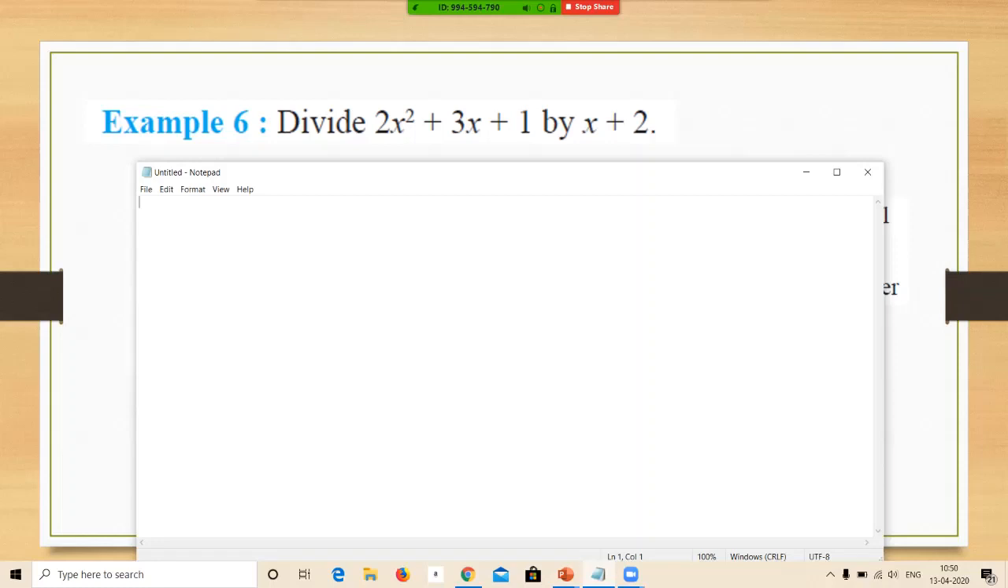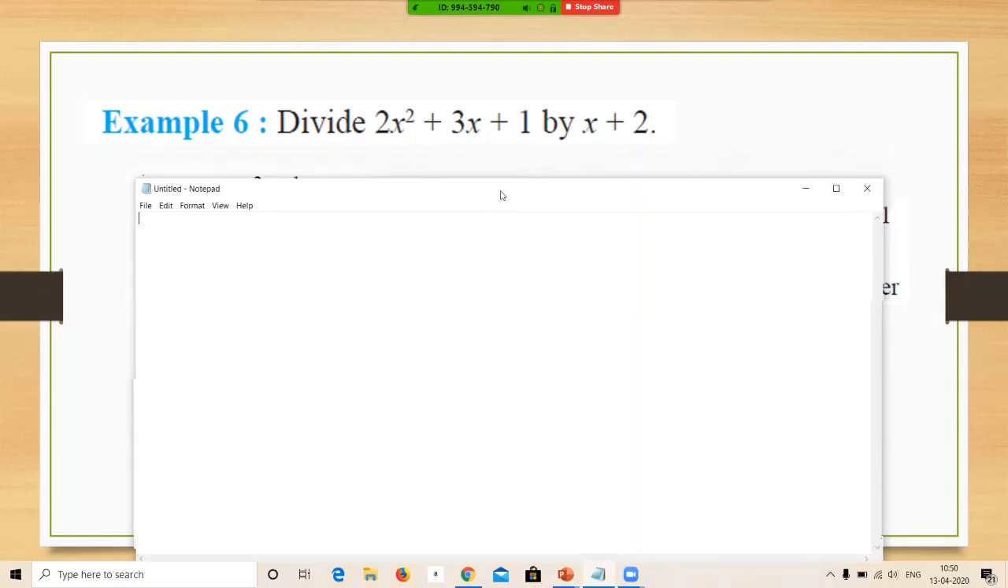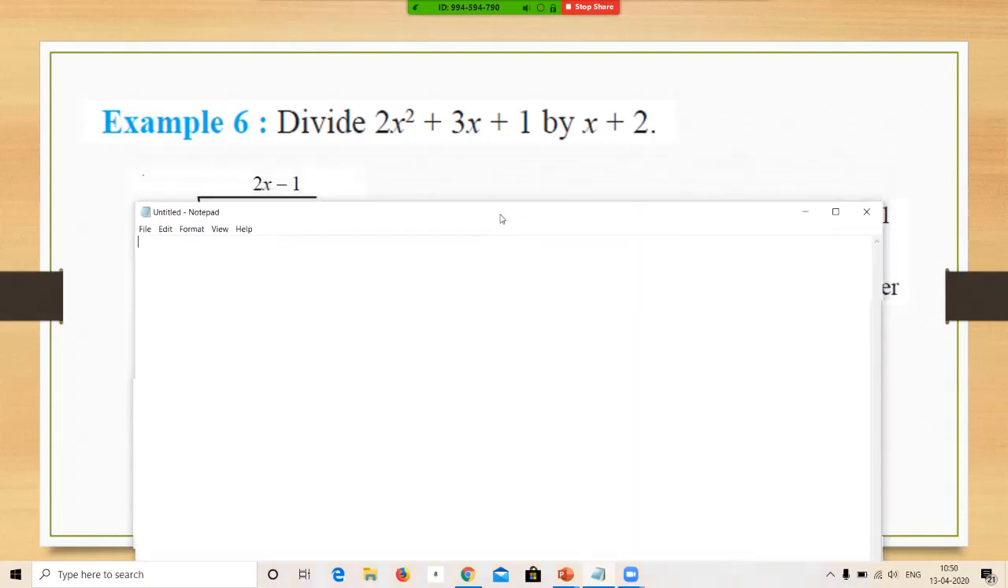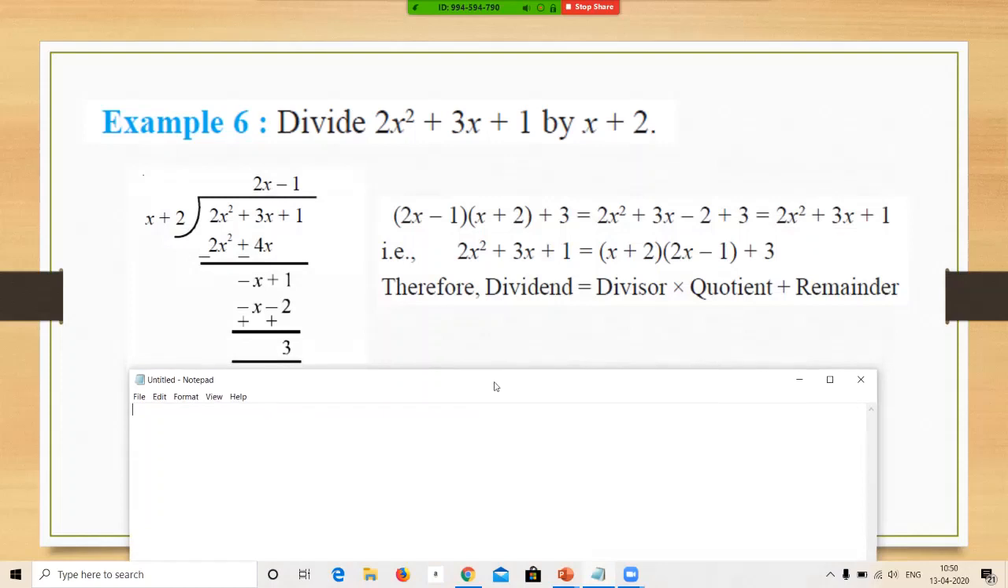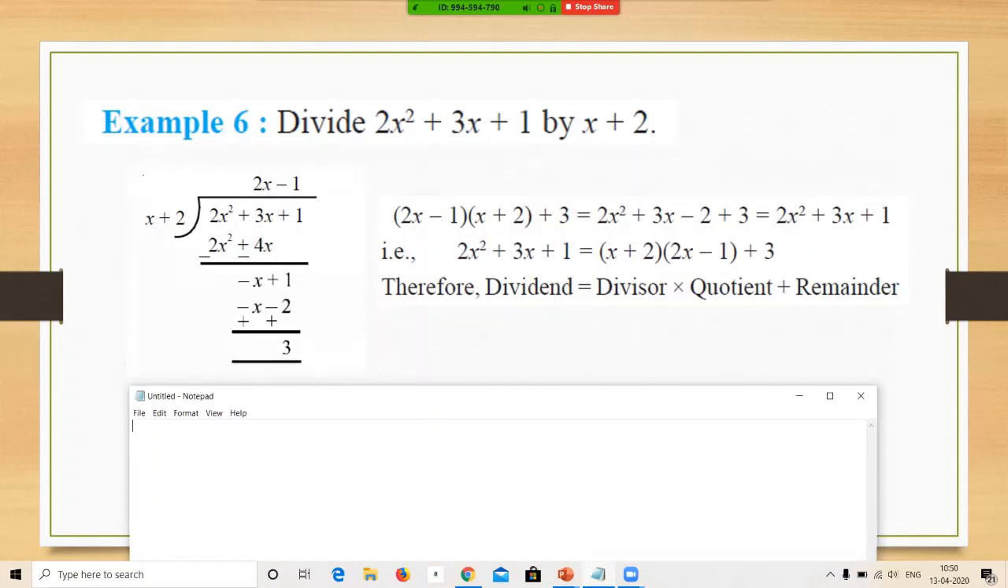What's the quotient? 2x minus 1. What's the remainder? 1, or 2, or 3? 3. Perfect. Others, please check it out. Could you do it? Simple division, like your class 9th. Nothing new there.